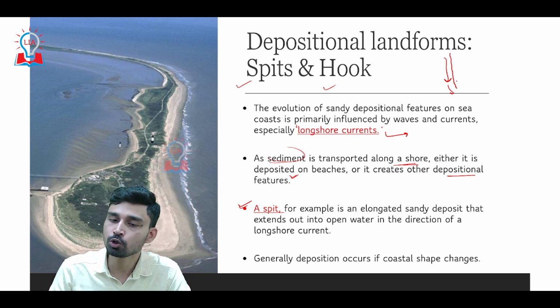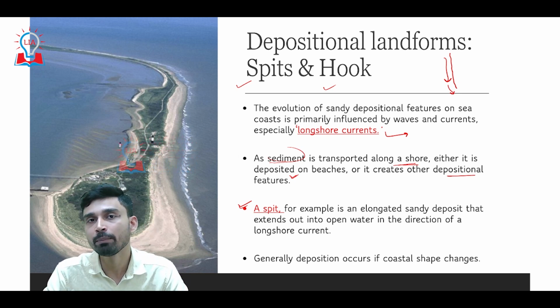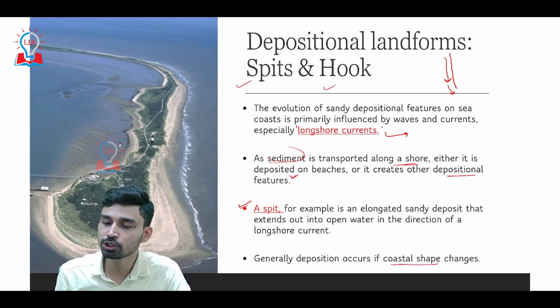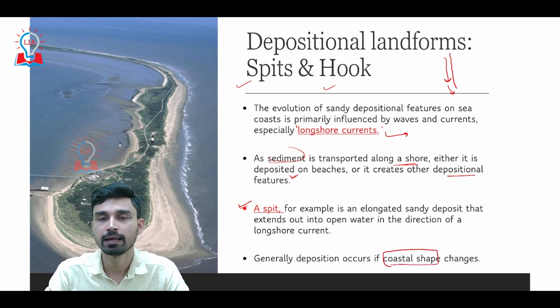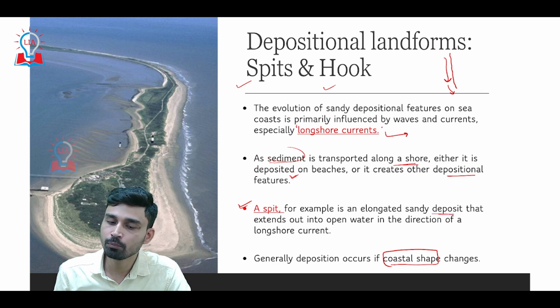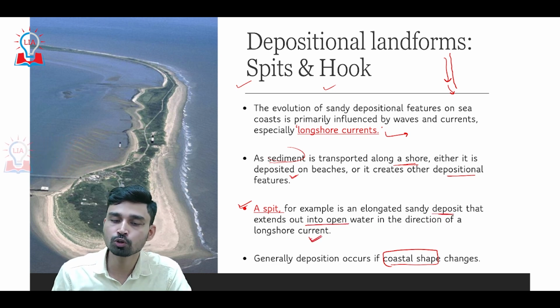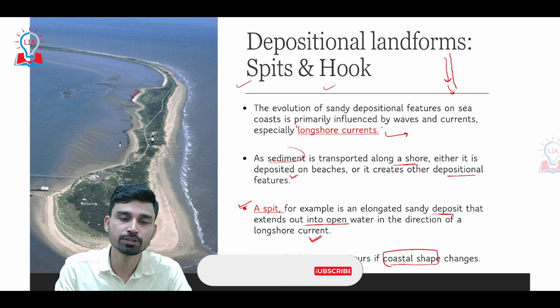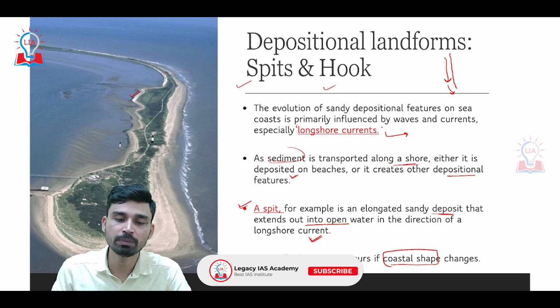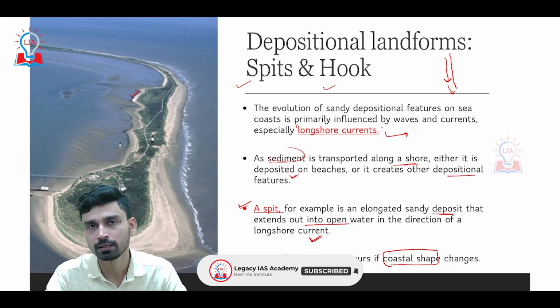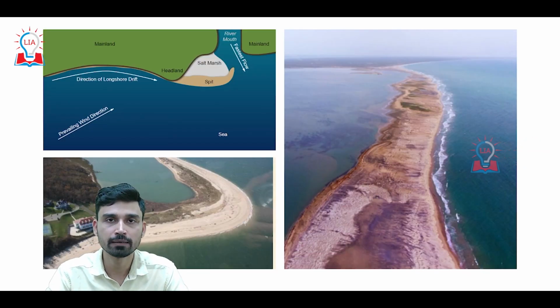Now, this longshore current will lead to development of a spit if there is a sudden change in the shape of the coastal areas, and thus an elongated sandy deposit extending out into the open water in the direction of the longshore current can develop. For example, if you look at this particular picture, this is actually how a spit develops due to the flow of longshore current. Now let us try to understand this in more detail.